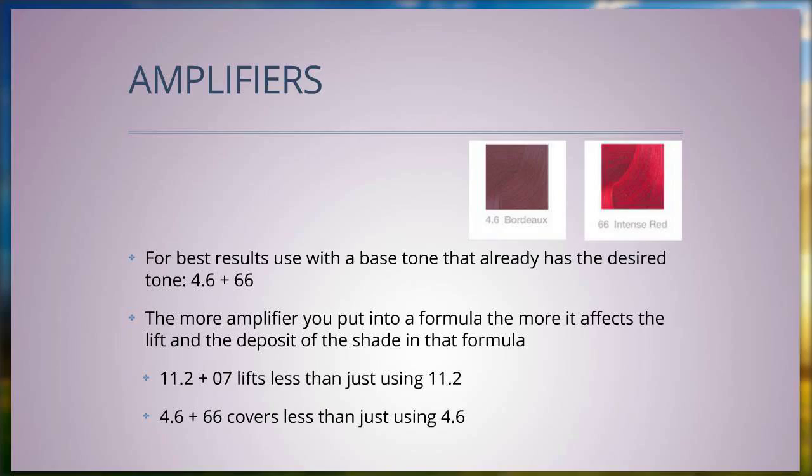Okay. Now, there's a couple of ways, like we talked about, of using the same tonal value amplifier as the tonal value of the color that you're going to use. That's probably going to be the first way you're going to be using it. So in this example, you're using a 4.6 color and you want it to be a little bit more red, so you add some 66 to it, right? That's probably going to be the first way you use the amplifiers as an amplifier, right?